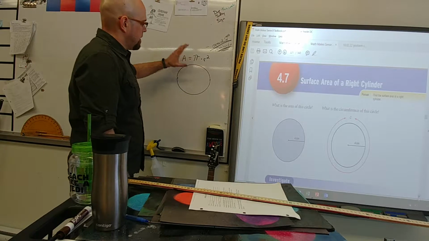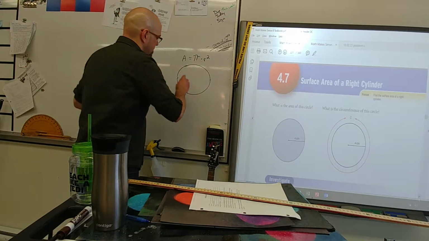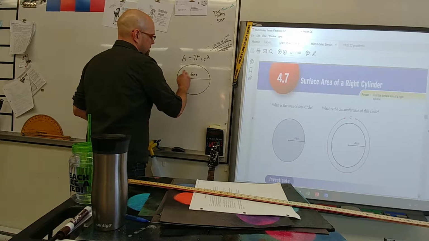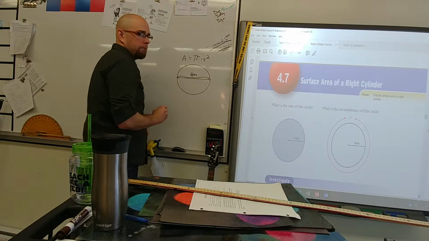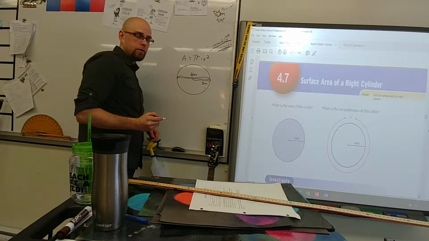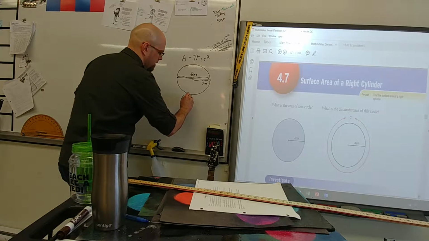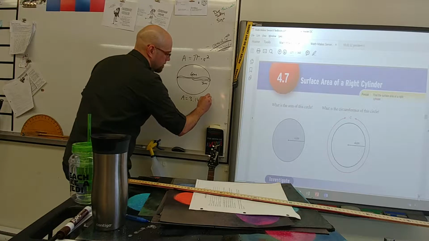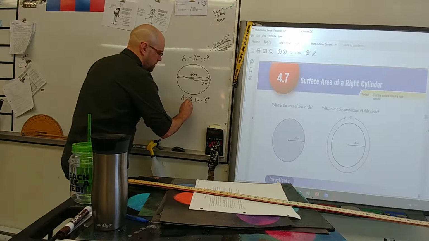I have a circle. Here's my formula. My circle measures 6 centimeters across. Right there, this is the diameter. But I don't need the diameter, I need the radius. The radius is 3 centimeters. Area equals pi times the radius squared. Well, let's reduce that down.